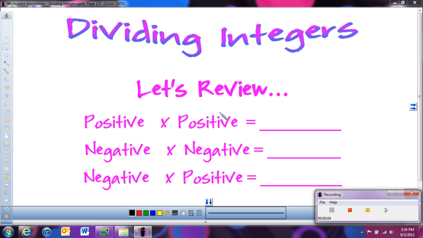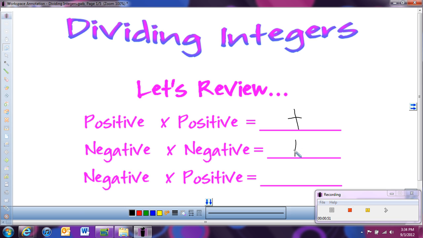So as a quick review of when our answer is positive and when our answer is negative when we're multiplying integers, remember that if we have two positive numbers and we're multiplying them together, our answer will be positive. Positive times a positive will always give us a positive. That's like 5 times 4 is 20. No negatives to worry about. In this next case, if we have a negative times a negative, they're both negative. That's like negative 4 times negative 5. Our answer will also be positive.